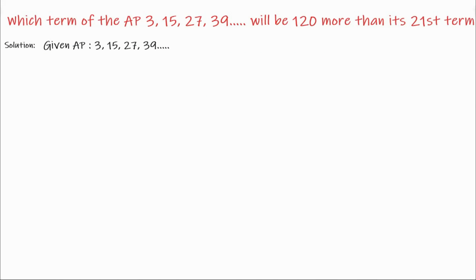Now from this, we see that the first term of the AP is written as 3. So we can write A equals 3 because A is the first term. Next, we need to find the common difference, which is the second term minus the first term. So which becomes 15 minus 3, and this gives us the common difference as 12.